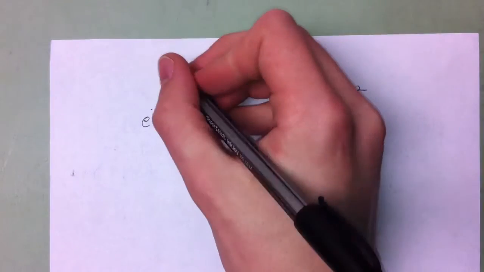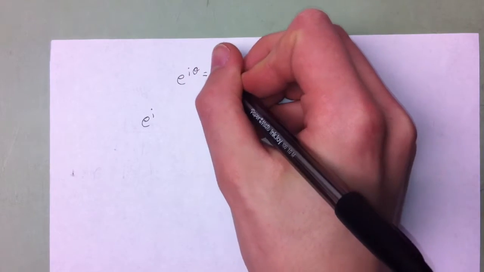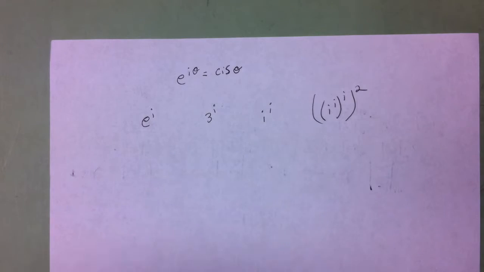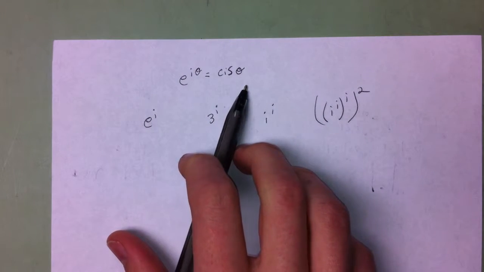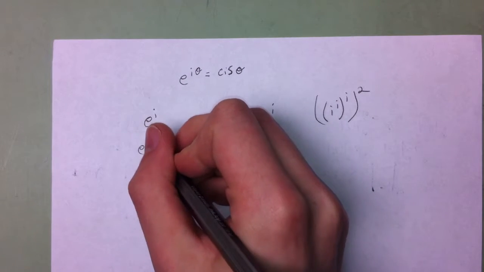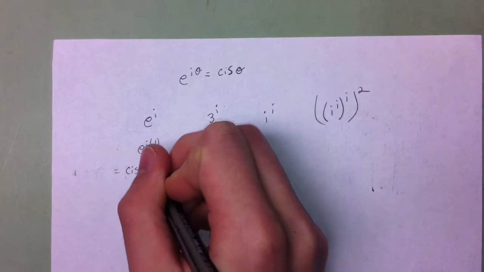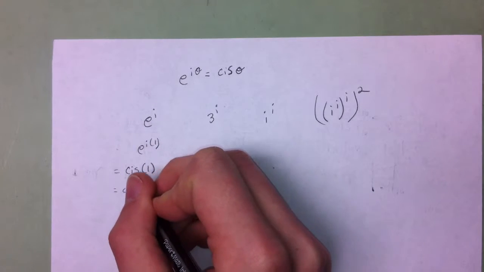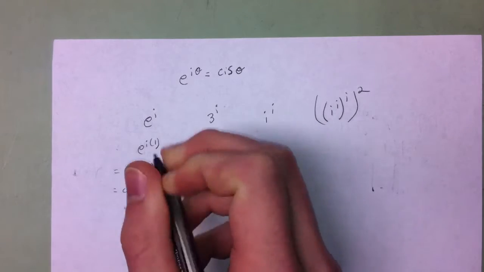Well, let me just remind us of what Euler's form is. So it's e to the i theta equals cis theta. So we can use this here because this tells us that this is e to the i times 1. So that means this is going to be cis of 1, which is equal to cosine of 1 plus i sine of 1.